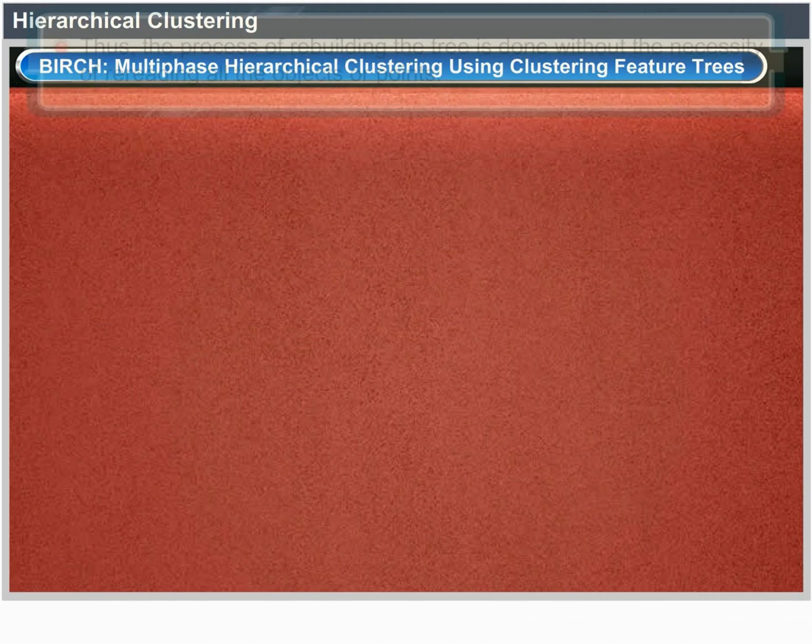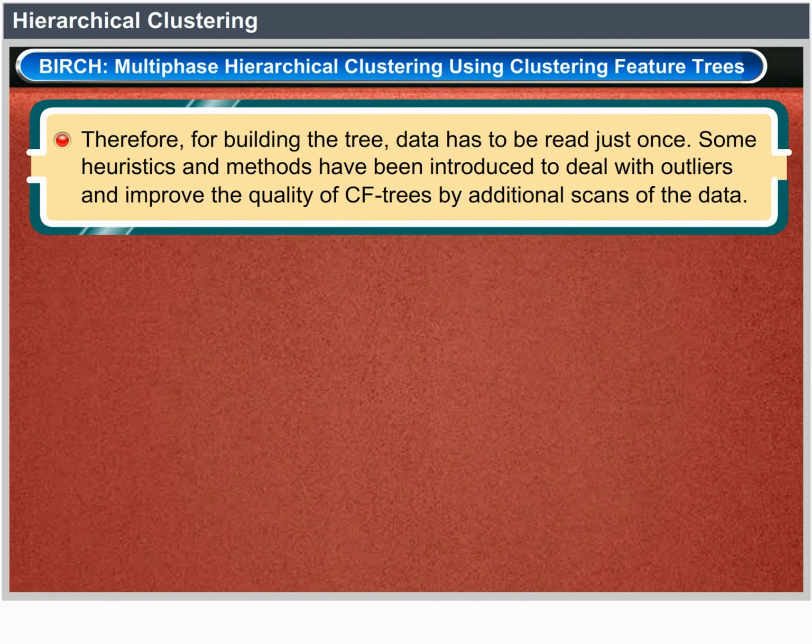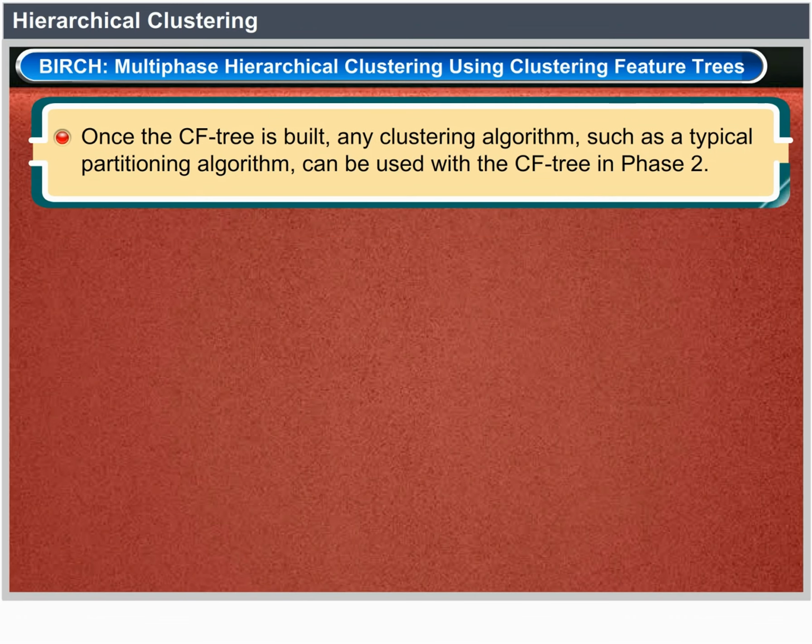This is similar to the insertion and node split in the construction of B+ trees. Therefore, for building the tree, data has to be read just once. Some heuristics and methods have been introduced to deal with the outliers and improve the quality of CF trees by additional scans of the data. Once a CF tree is built, any clustering algorithm, such as a typical partitioning algorithm, can be used with the CF tree in Phase 2.